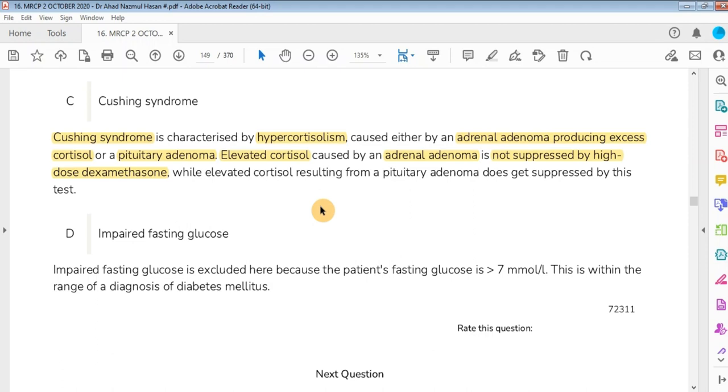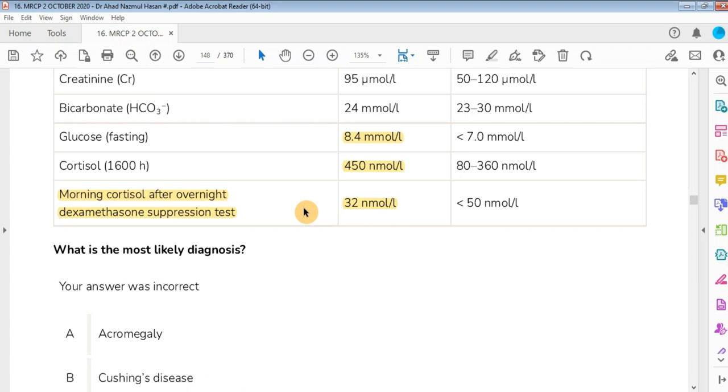Sorry to interrupt. Yes. Here the cortisol dexamethasone suppression test is 32, low. So why not pituitary adenoma? For being positive, the level should be greater than 50. Less than 50 is the normal value here. Okay. Okay.